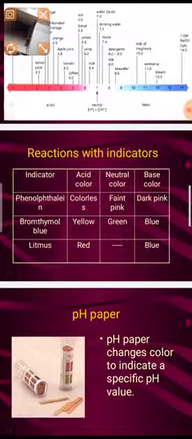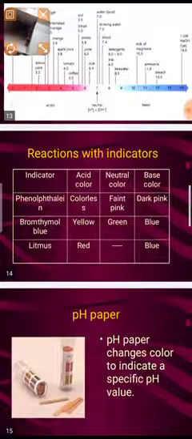Bromothymol blue, in acid, is yellow in color, whereas in neutral it is green, and in base it is blue. Litmus in acid is red, in neutral it remains as it is, and in base it is blue. So when blue litmus turns red, it is acidic, and when red litmus turns blue, it is basic in color.